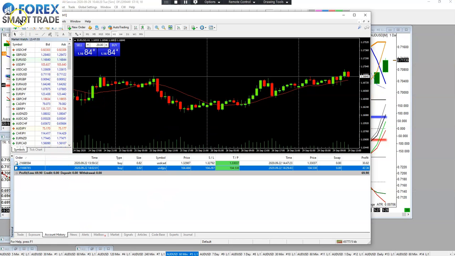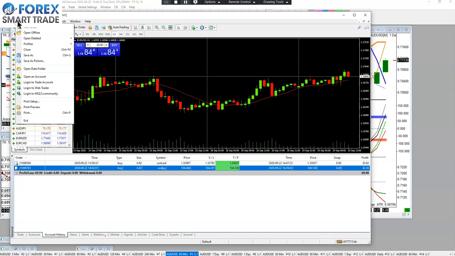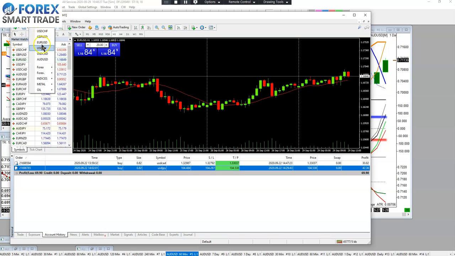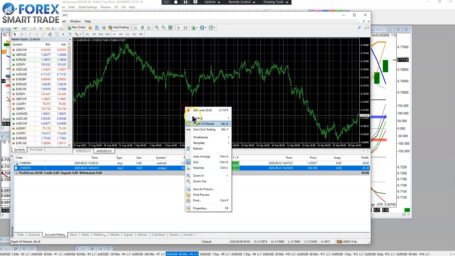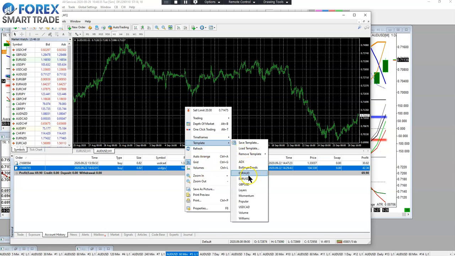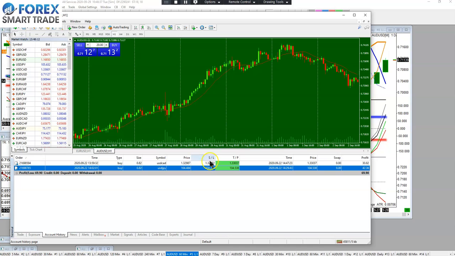So I'm going to open up my chart, open up my CoinEx file, new chart, AUD USD. I don't like this chart, so I've got some templates built in here, so we'll use one of the templates. I am going to do new order.